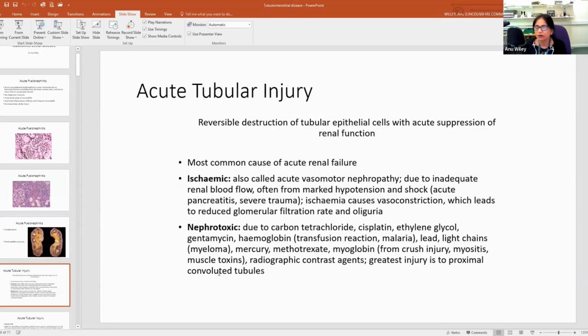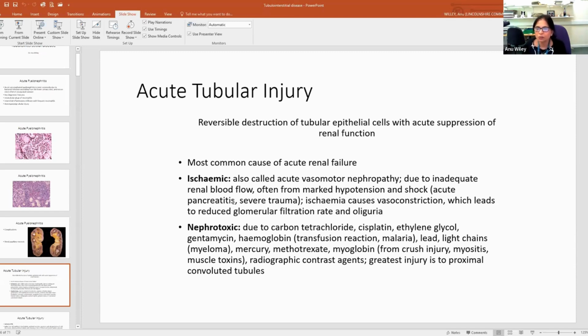So going on to something which we see very often in our kidney biopsies, whether they are native or transplant, and which is not taught very well, is acute tubular injury. So what is acute tubular injury? It is a reversible destruction of the tubular epithelial cells, which in turn leads to an acute suppression of renal function. The important bit to remember is that the amount of change you're seeing within the tubular epithelial cells does not always correlate with the renal function. You could see very minor changes like flattening of the tubular epithelial cells, but the patient might be in acute renal failure.